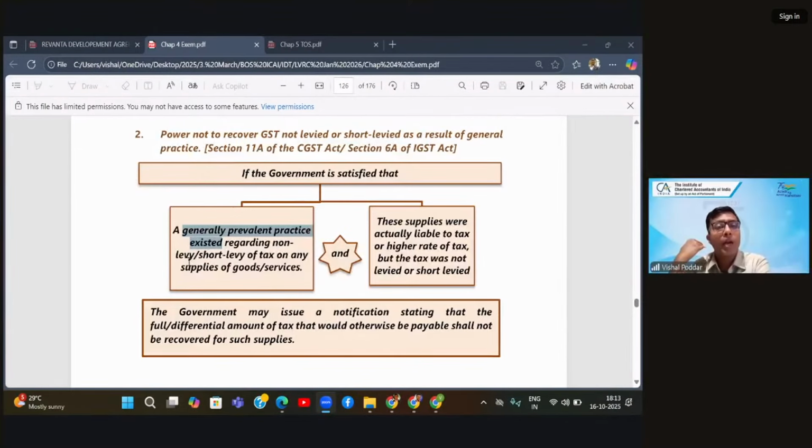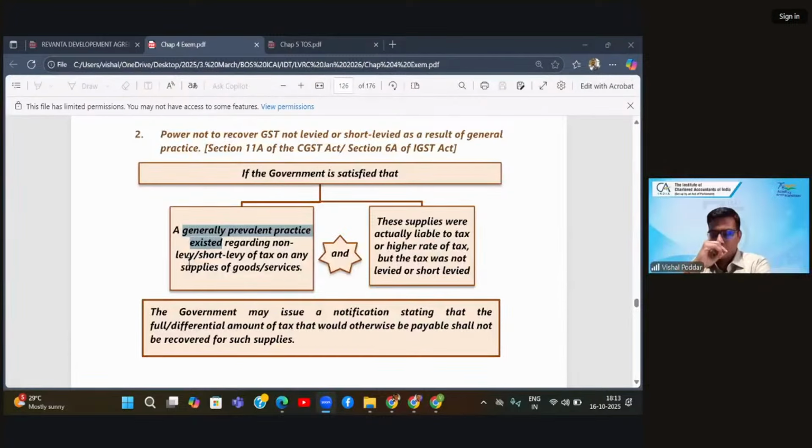But what will happen for the past? So 11A can be useful in this, where by way of a notification, the government may notify and exempt these services from payment of GST of the differential amount.